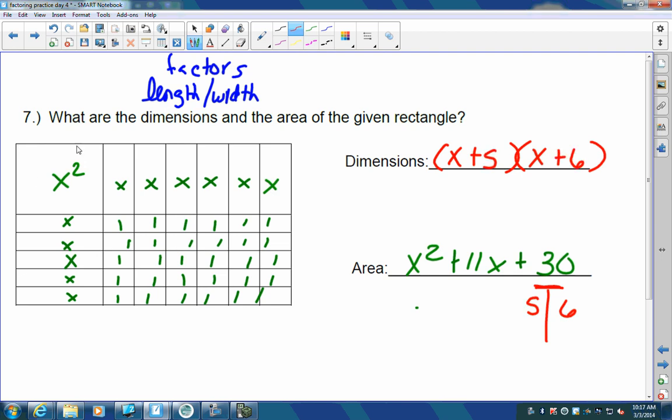Now that makes sense, because if I had a factor frame right here kind of extended out, and I kind of drew what was up here, there's the x, and then 1, 2, 3, 4, 5, 6. There's your x plus 6. Along the side would be an x, 1, 2, 3, 4, 5. That's where your x plus 5 comes from.